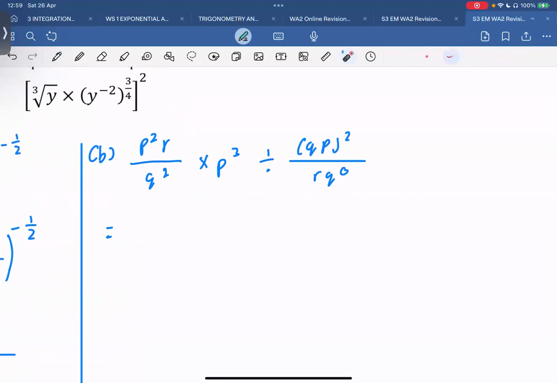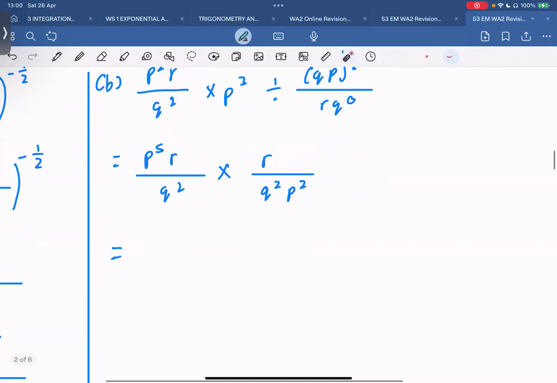Okay, for this question, we can simplify this part first. Right? P squared times P cubed, that will give us P to the power of 5 times R over Q squared. Then this divide over here, we can convert it to a times by flipping this fraction. Okay, so we will have times R and then Q to the power of 0. Remember, anything to the power of 0 will give us 1. So we'll just leave it as R. Right, over Q squared, P squared. So if we have fraction times fraction, right, numerator will multiply numerator, denominator will multiply denominator. So we have P to the power of 5 R squared over Q to the power of 4 P squared.